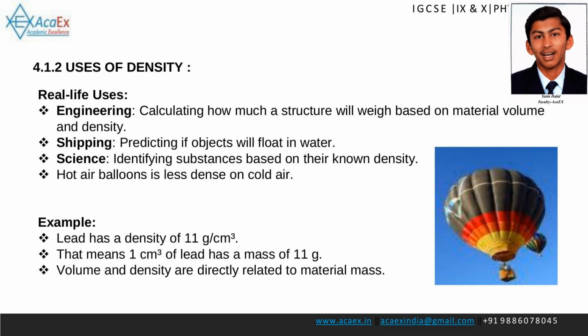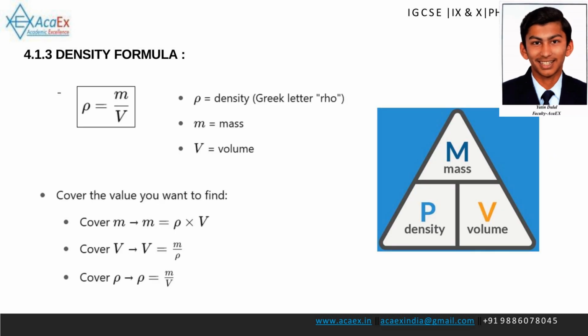For example, lead has a density of 11 grams per cubic centimeter. That means 1 cubic centimeter of lead has a mass of 11 grams. The formula for density is ρ equals mass divided by volume. Using the formula triangle, you can cover the value you want to find. To find mass, the formula is mass equals ρ multiplied by volume. To find volume, the formula is volume equals mass divided by ρ.